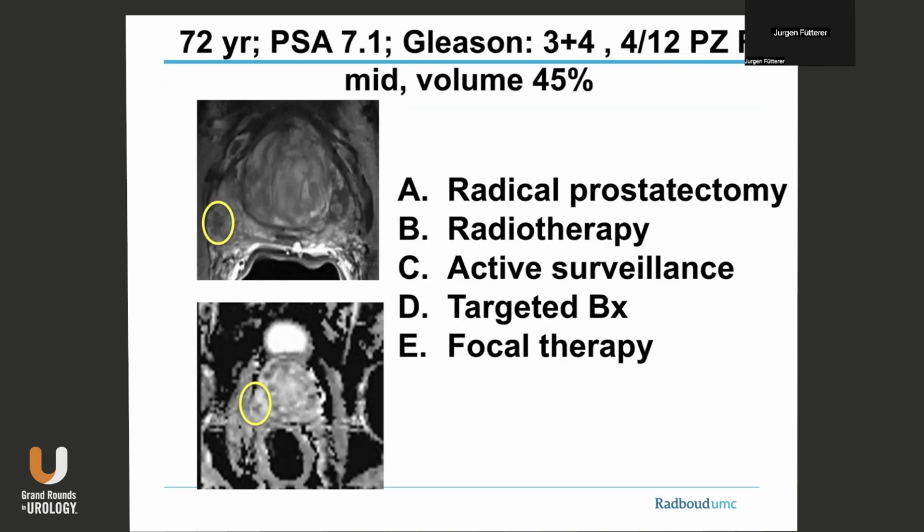And the first question to you is, what kind of therapies would you advise? A radical prostatectomy or radiotherapy? Or should this patient opt for active surveillance? Or you don't believe the biopsy result based on the imaging findings, so you repeat and do a targeted biopsy, or opt for focal therapy as a possible solution to treat this lesion.